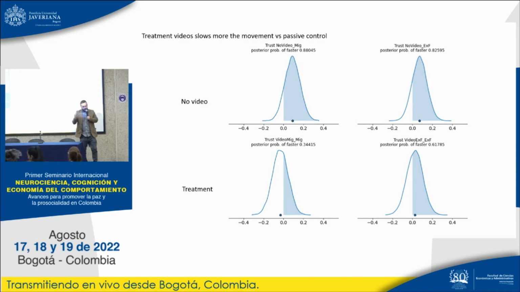And this was stronger, because these probabilities of being faster are compared with the control treatment. It's a comparison, and this is clearer. If you don't see a video, the probability of moving faster with migrants is 88%, but with the video of migrants that goes down to 34, and there it's 62, 61, 82, 61. So the videos do have an effect on how people move towards the decision they make.